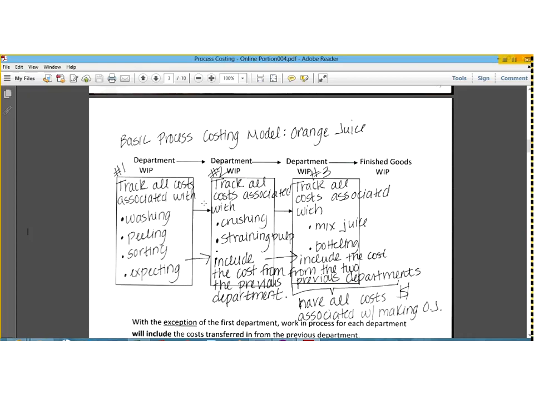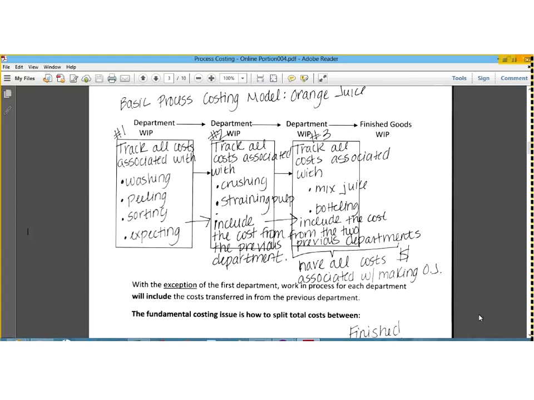So as we move from one department to the next, we're bringing along our cost as well. And then the last department, department number 3, we're going to track all the costs associated with mixing the juice and bottling it. And once again, not only are we going to include these costs for mixing and bottling, but we're going to include the costs that we had to crush and strain the pulp and to wash, peel, and sort. So by the time we get to department number 3, we have all of the costs from the previous departments. So when I mentioned earlier that process costing, when we're tracking the cost by department, this is what I'm looking at. So by the time we get to the 3rd department, we will have all the costs associated with making the orange juice.